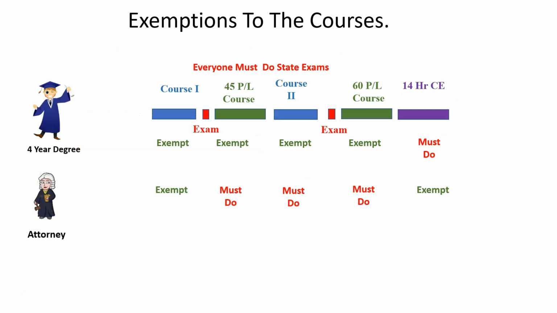There are exemptions. If you're a 4-year degree person in real estate, then you're exempt from all of the courses: the post-licensing courses, the broker course, and the broker post-licensing course. But after the initial renewal period, you must do the 14-hour continuing education every 2 years. Everybody must do the state exam. That means a 4-year degree person has to do the sales associate and the broker state exam. If you are an attorney with the Florida Bar, then you are exempt from just this course, but you have to do all the other educational requirements except for the 2-year renewal 14-hour continuing education, because you are a lawyer and you should be up to date with the law.